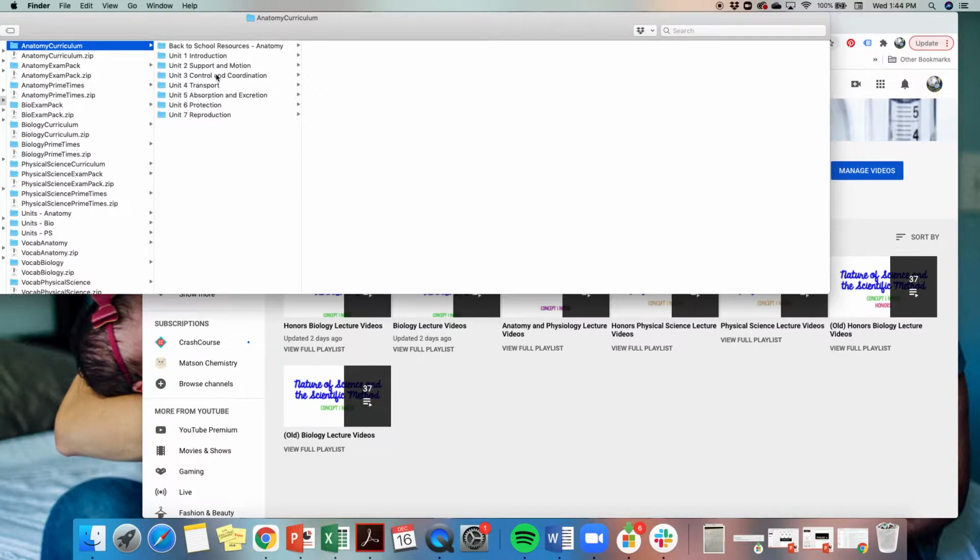So in the anatomy curriculum, I divide it into 7 units. I like to see the systems in their broader functions as opposed to just teaching them completely in isolation. So instead of having a unit for each system, I've divided it into these 7 units here.